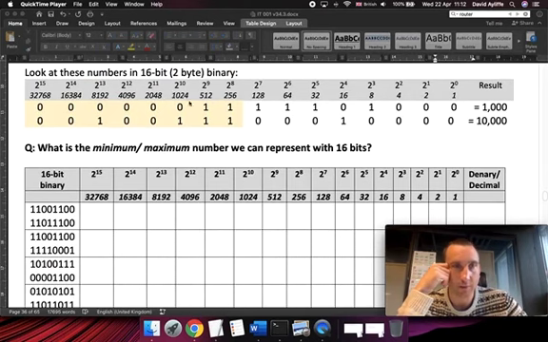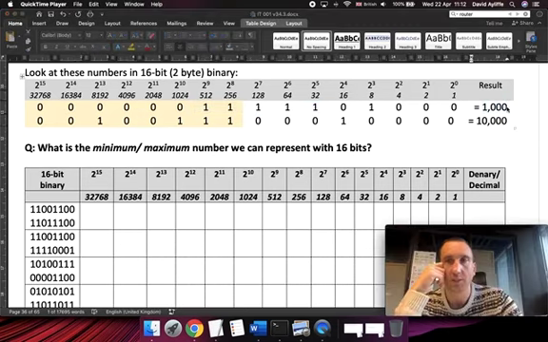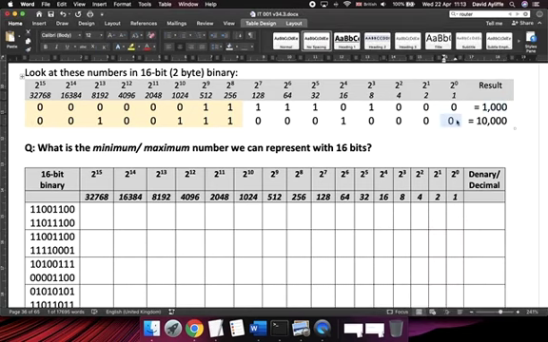So to represent 1000, we have 512 plus 256 plus 128 plus 64 plus 32 plus 8 gives us denary 1000. Denary 10,000: 8192 plus 1024 plus 512 plus 256 plus 16 gives us decimal 10,000. So if we want to represent decimal 10,000 in 16-bit binary, this is what it looks like.